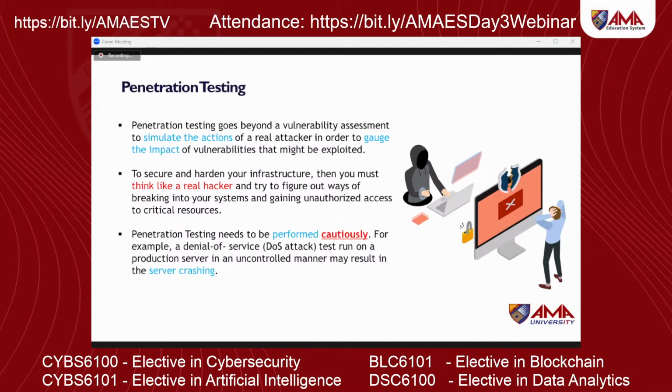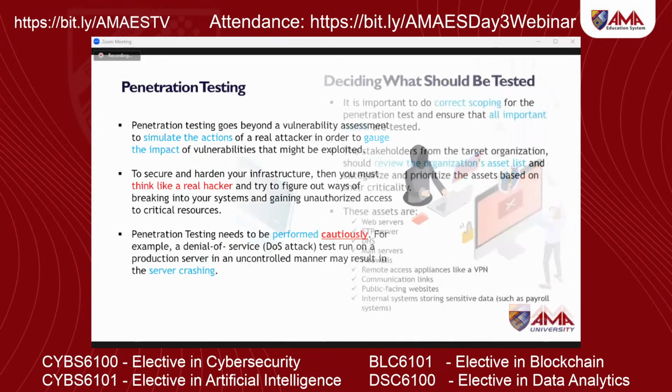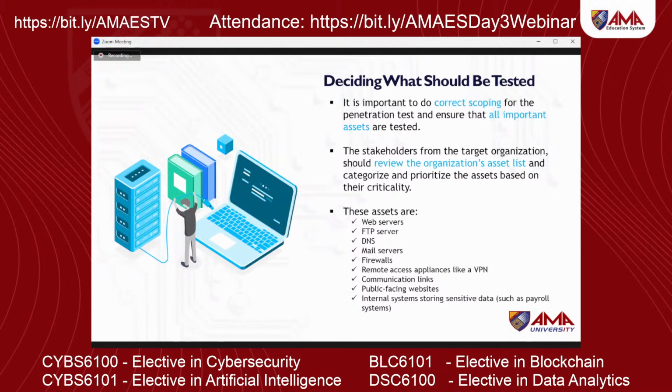So penetration testing is with consent, okay? But of course, this is a crucial part because it needs to be performed cautiously. For example, meron tayong tinatawag na denial of service or DoS attack test run sa production server that may result in server crashing, because you are like a real attacker, okay? So meron tinatawag na denial of service kaya may instances na merong server crashing. Okay, so dito magpo-focus ang ating talk for today, the penetration testing.